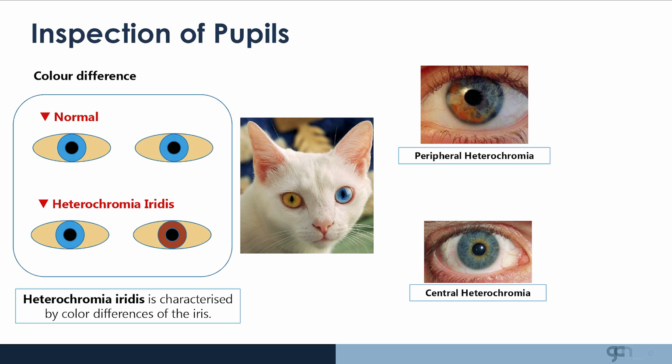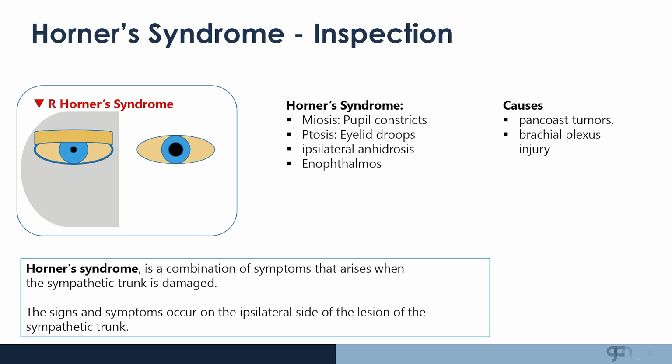The eyes may appear a different color. So you can see here, normally the iris of each eye should be the same color. However, as you can see in this cat, if there are different colors, this is known as heterochromia iridis. This may be more subtle, so you can see here in the top image of the eye where there's two tones and two colors within the iris, and this is known as peripheral heterochromia. In the inferior picture, if there is a different color in a central distribution, this is known as central heterochromia.